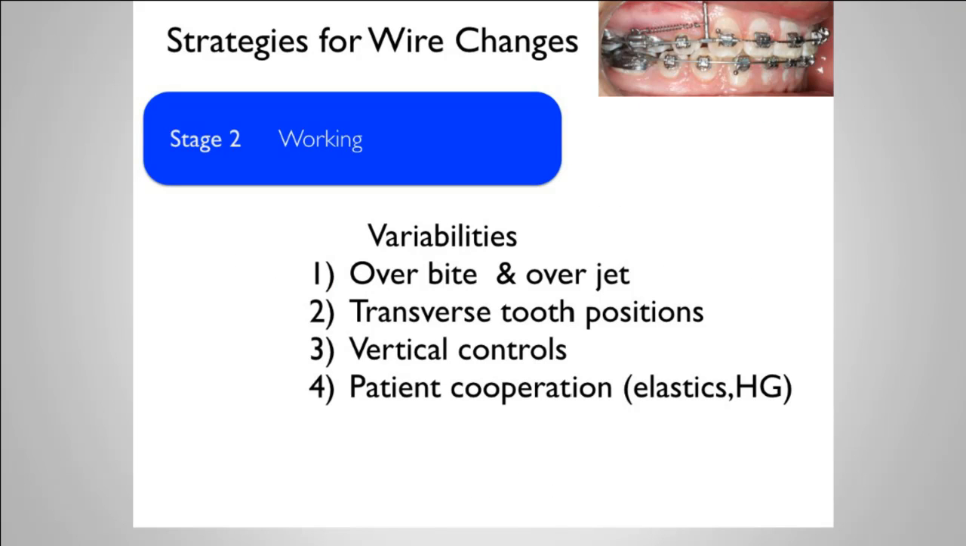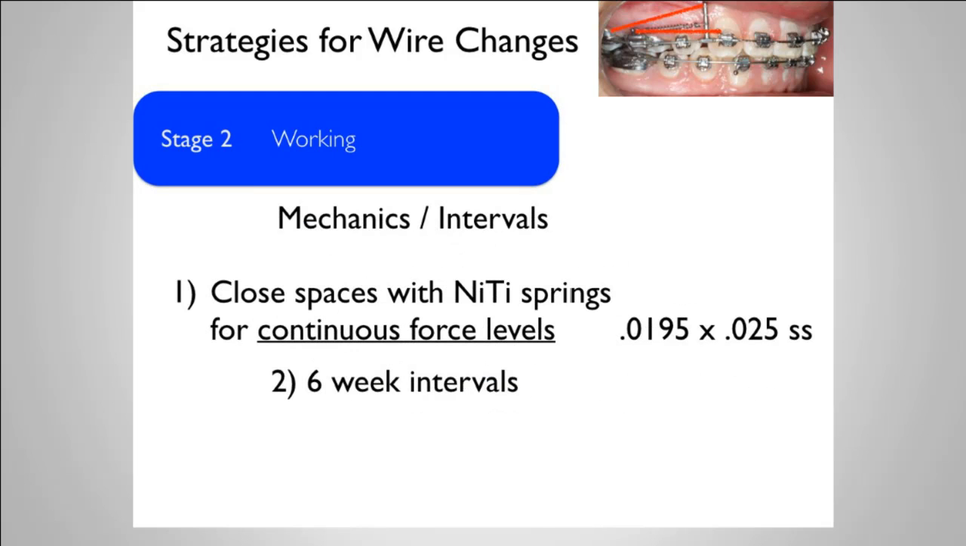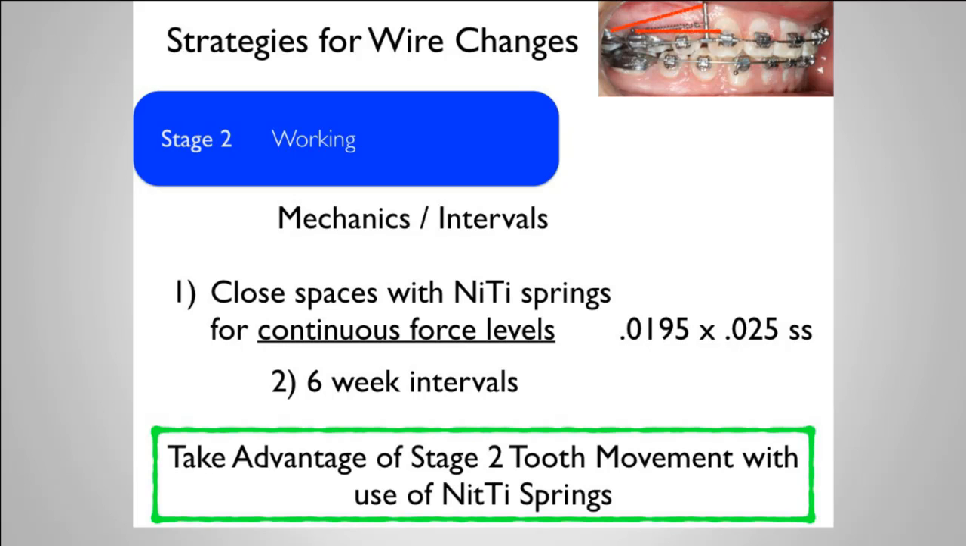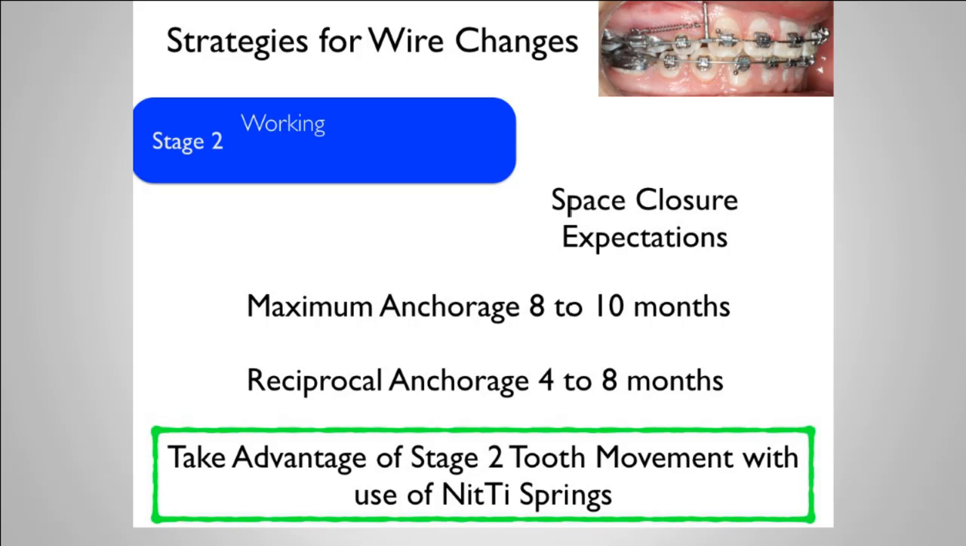Stage 2, the working stage, the variabilities are the overbite, overjet, transverse positions, vertical controls, and of course patient cooperation. Here we use NiTi springs exclusively on a 19 by 25 stainless steel wire, knowing very well that we can see the patient every 6 to 7 weeks. So the office intervals get spread out. Take advantage of stage 2 and NiTi springs with regard to space closure.